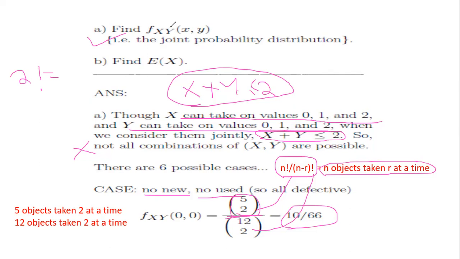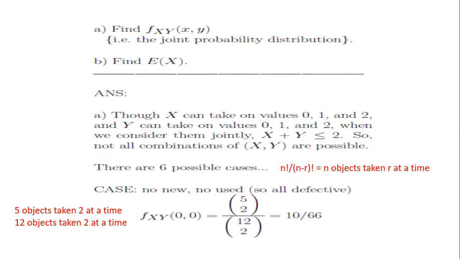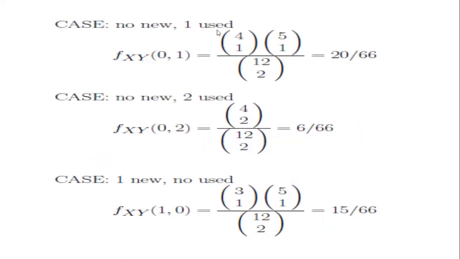We're developing the joint PDF right now. So that is one use case in which I don't select any X or Y, all defective. And similarly, I can select one used and no new. So no new means what? One used and one defective divided by 12, 2.